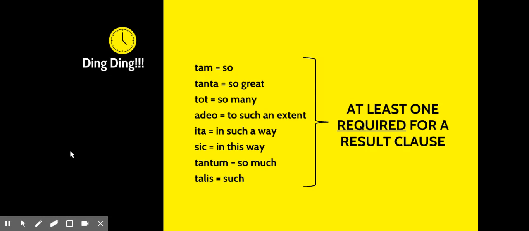Here is a list of the ding-ding words with which you need to be familiar. Tam, tanta, tot, adeo, ita, sic, tantum, and talis. Each of these has some sort of degree of difference that will result in something in the second half of the sentence. You might want to pause the video now to write down all of these terms that you're going to need to know for result clauses.